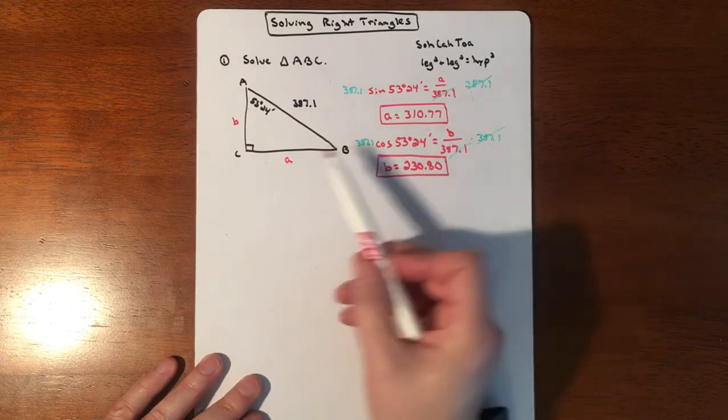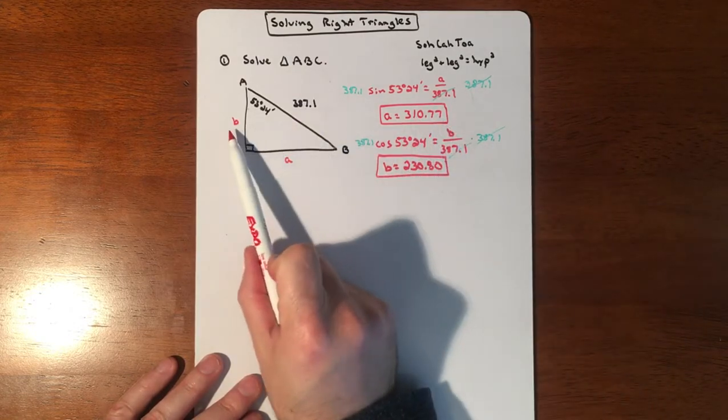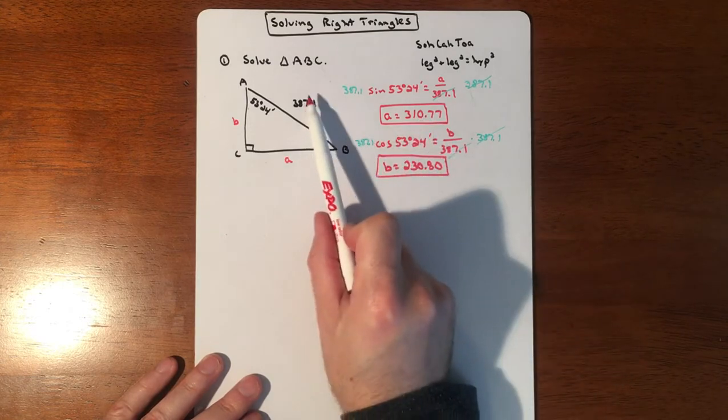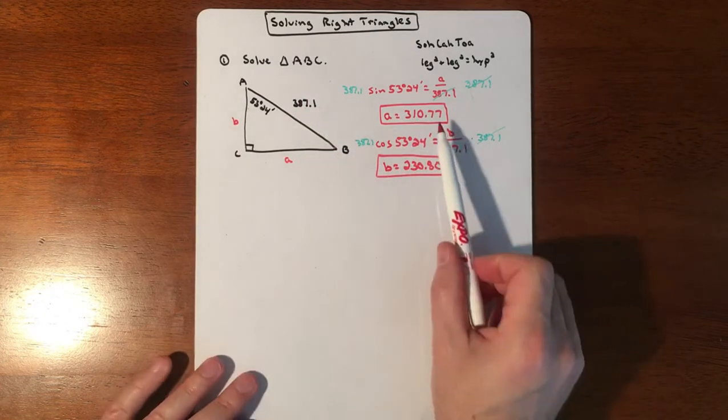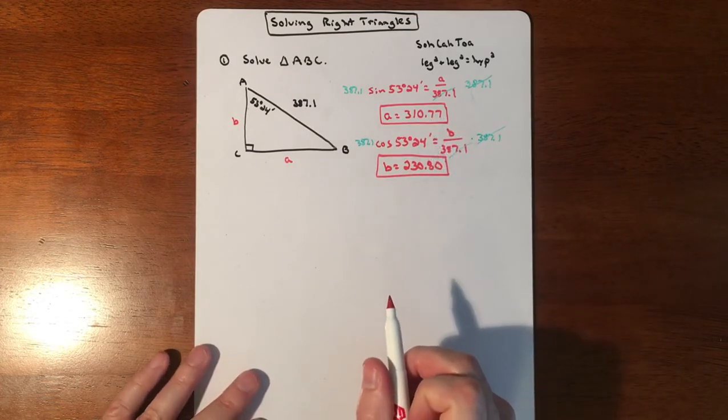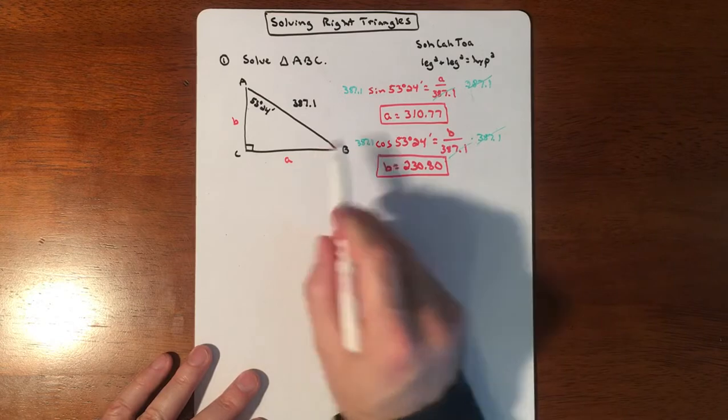Now, if you really want to know you're right, do Pythagorean theorem with this. You could do b squared plus a squared, add that together, and it should equal the hypotenuse squared. It's going to be close because we have some rounding that happened to get there, but it should be really, really close. Last piece we're missing is angle B.